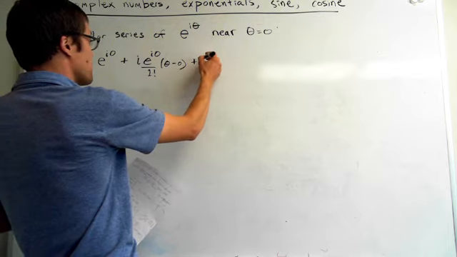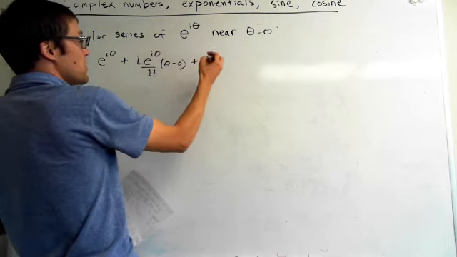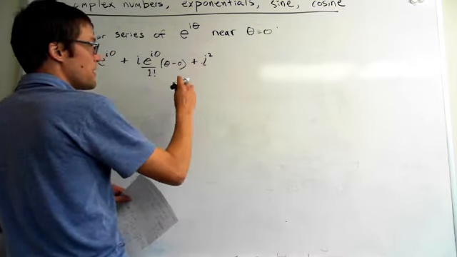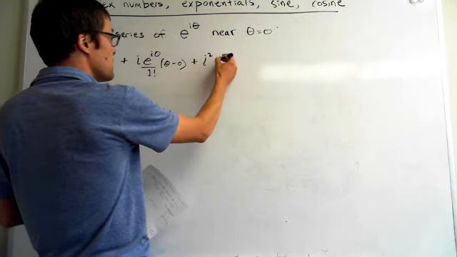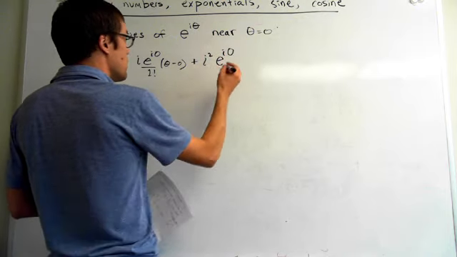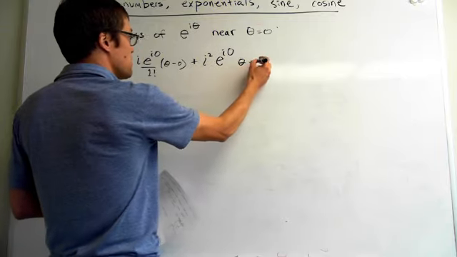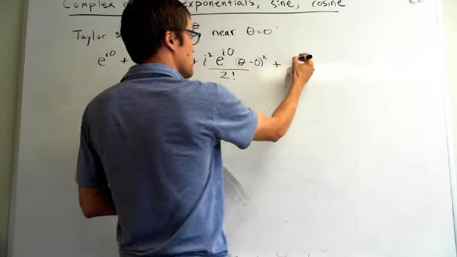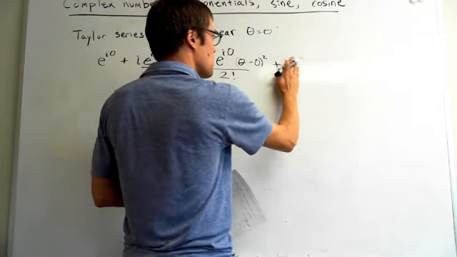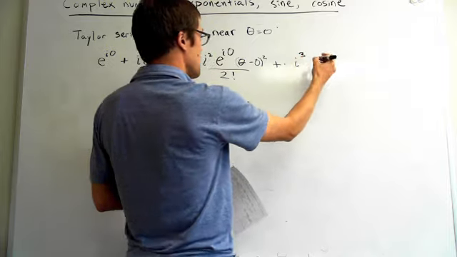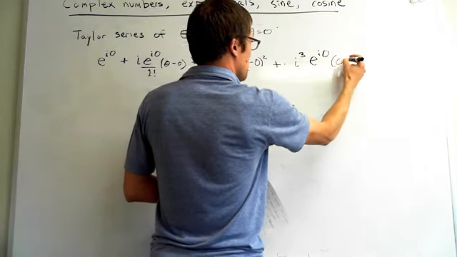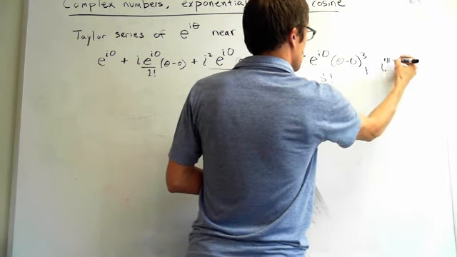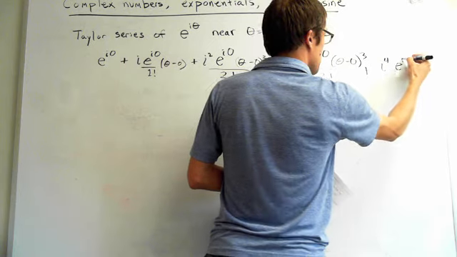So the next term is the second derivative of this function, so that brings down two factors of I. We'll go ahead and simplify this in a moment, but theta minus 0 squared over 2 factorial, plus I cubed e to the I 0 theta minus 0 cubed over 3 factorial, plus I to the 4th, and so on. This keeps going.